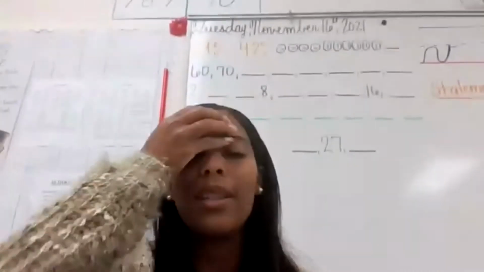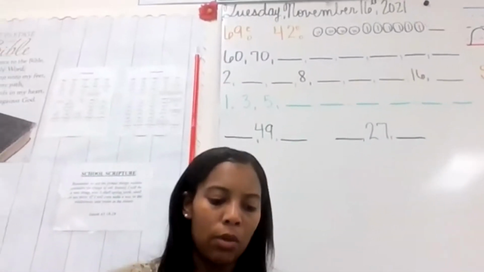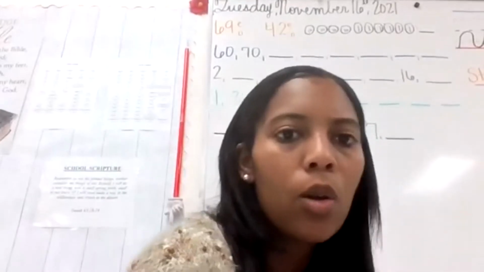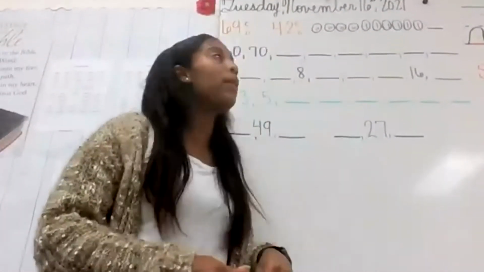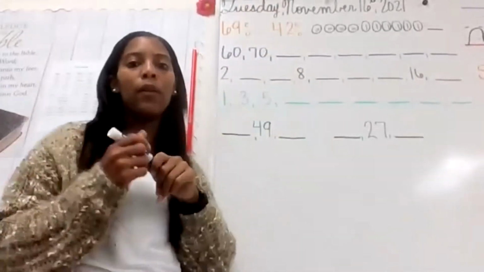All right, awesome. So let's go ahead and do a couple of things on the board. Today is mainly a review. We don't have a new lesson today. We'll just review a couple of things, some numbers and some coins, okay? Let's look at my 2 numbers up here. I have 69 and 42. I want to decide if they are even or odd.